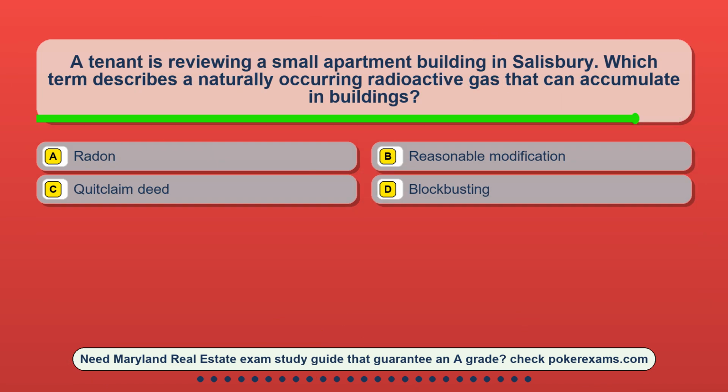Question 13. A tenant is reviewing a small apartment building in Salisbury. Which term describes a naturally occurring radioactive gas that can accumulate in buildings? Option A, radon. Option B, reasonable modification. Option C, quitclaim deed. Option D, blockbusting.